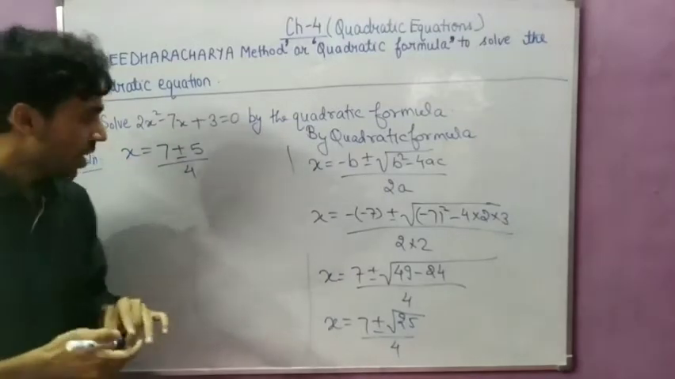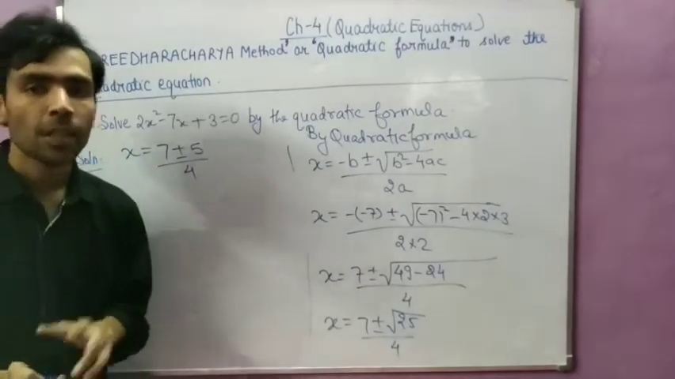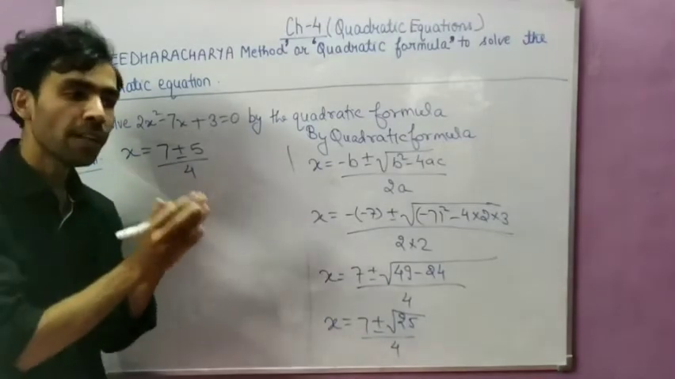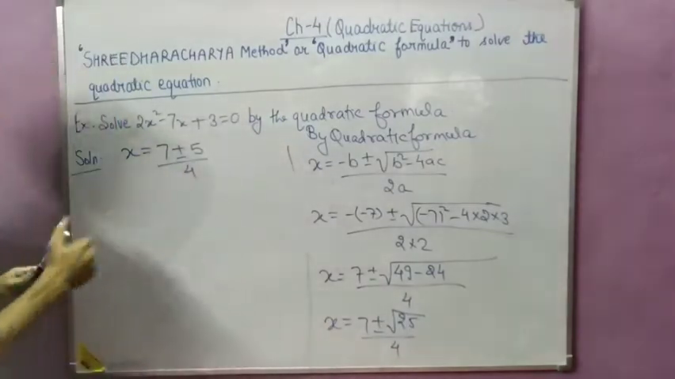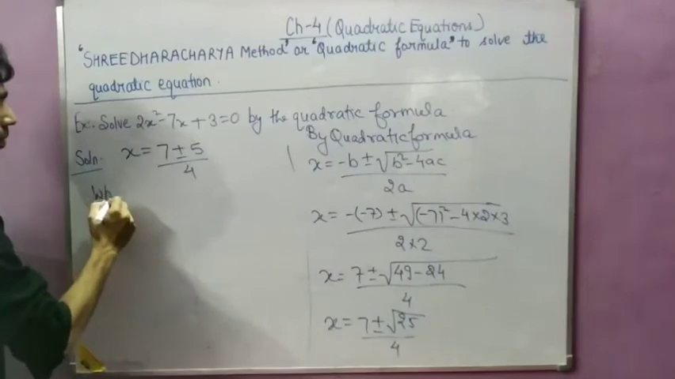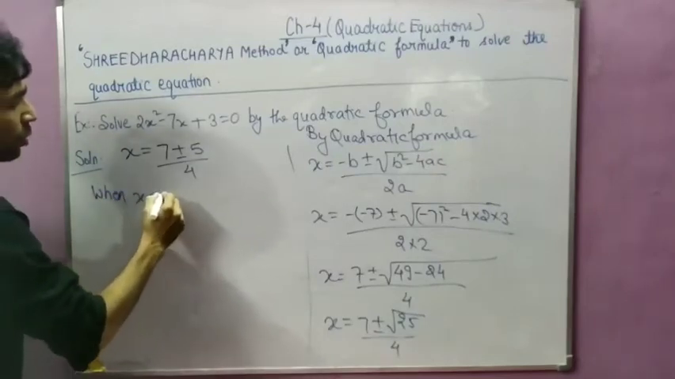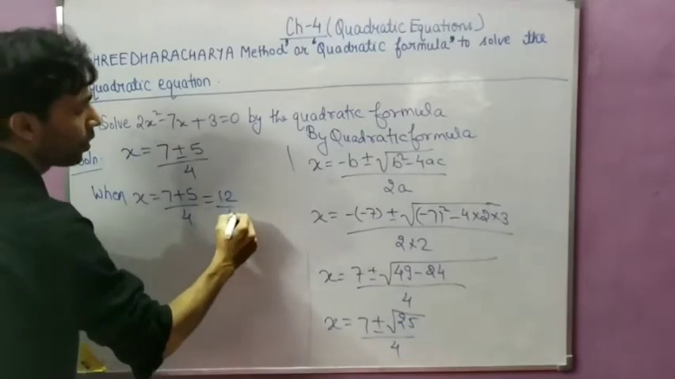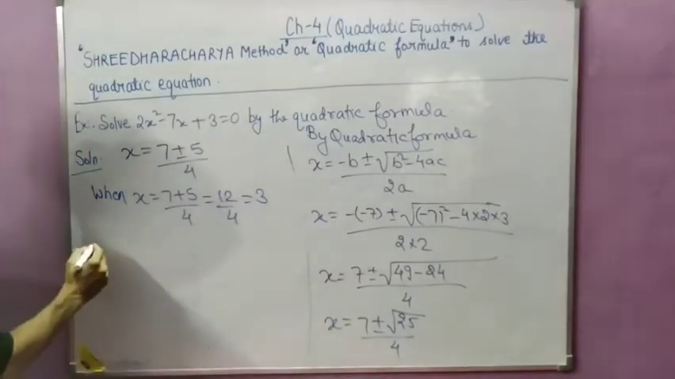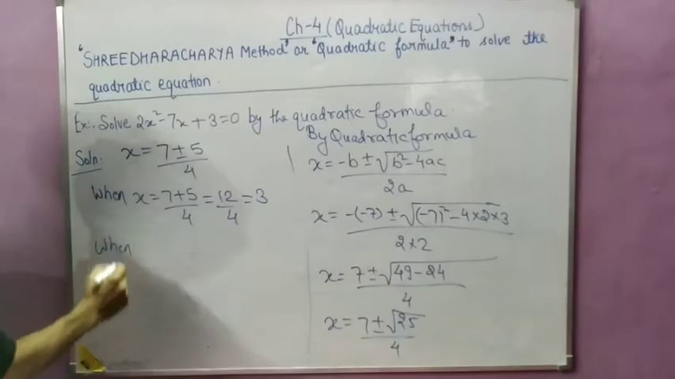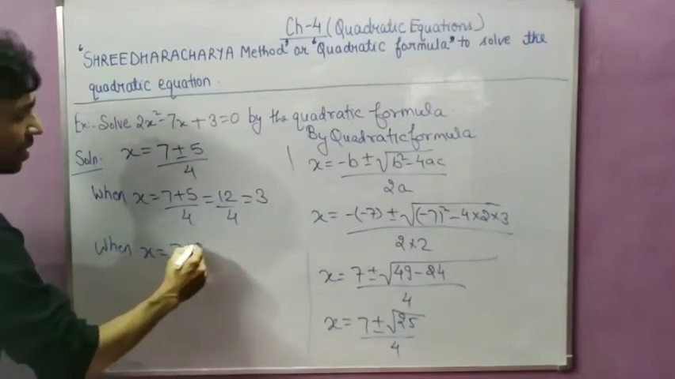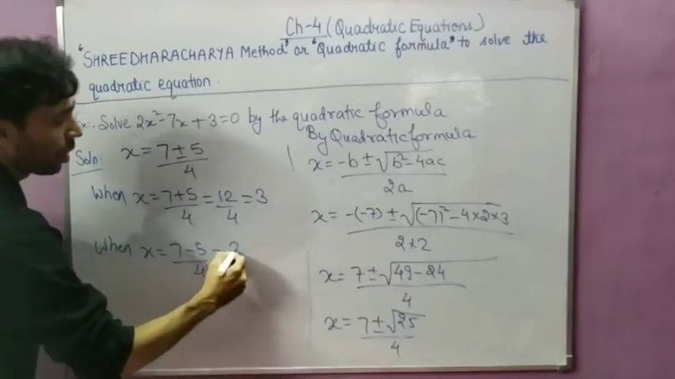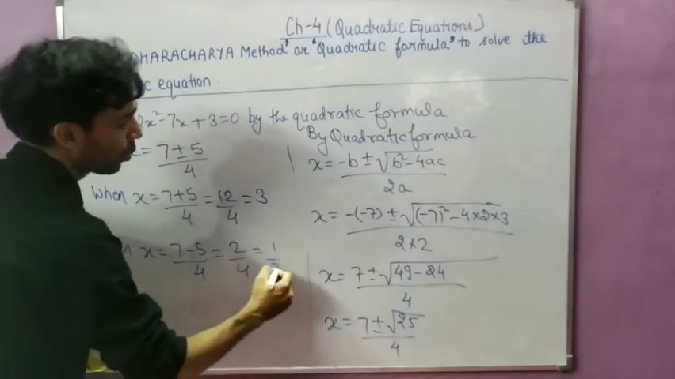Now student, here are plus minus two signs, na? So you have to take one at one time. So when you take the plus sign, x equal to 7 plus 5 upon 4, it will come 12 upon 4, it means 3. And when x equal to 7 minus 5 by 4, it will come 2 upon 4, that is 1 by 2.